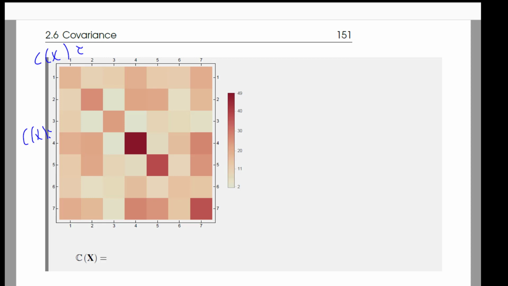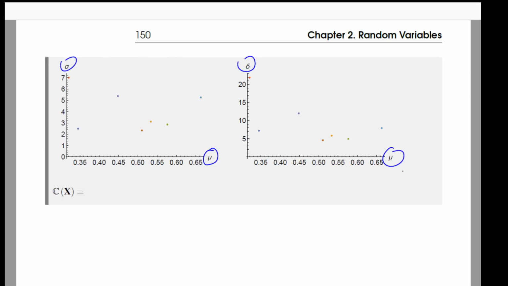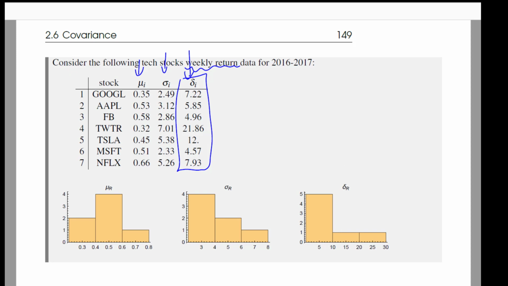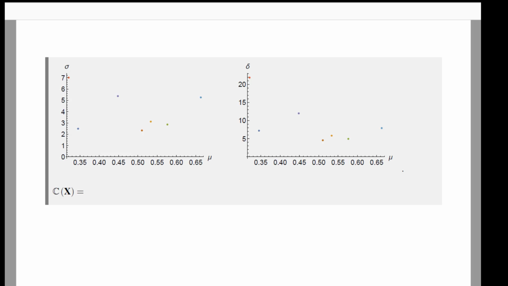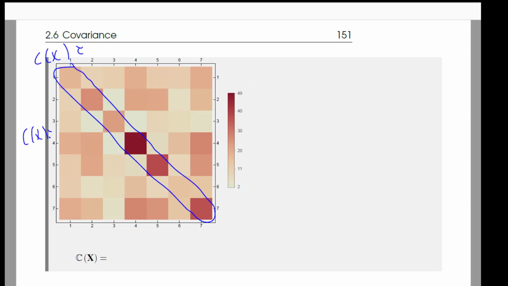So, this goes from 2 to 50. Red means a higher correlation, and 2 is the lowest. Now there are no negative correlations as we see here, but that's okay. And remember, this is the covariance matrix, so the diagonal entries are the variances. Here we see that stock number 4 has the most variance. Let's see quickly which one it is. It's Twitter. 7 something, that's a standard deviation. 7 squared is around 49, of course, so that's that value. And so on and so forth.